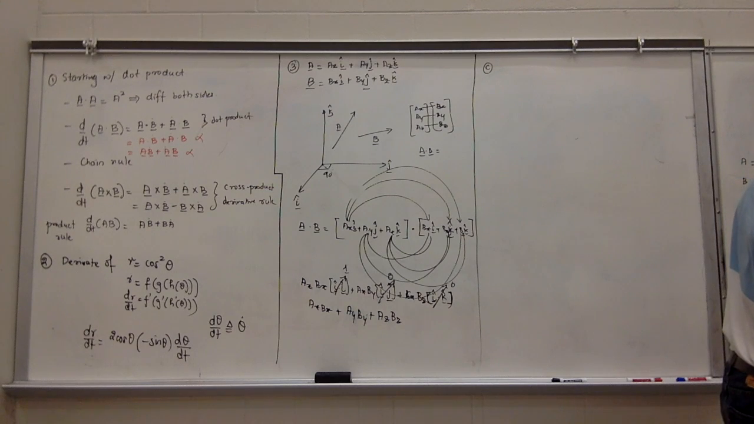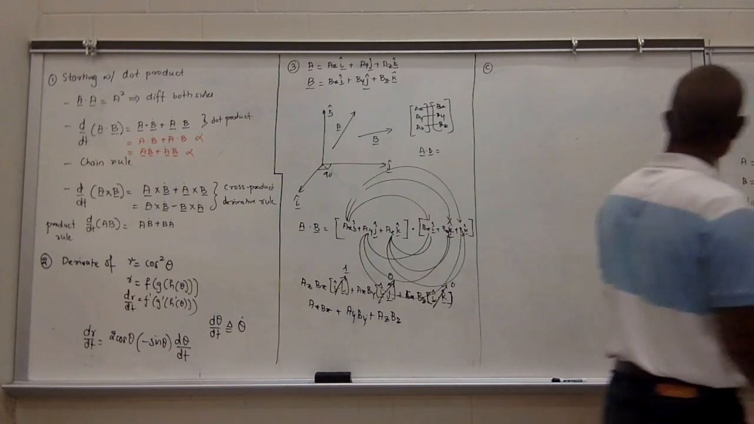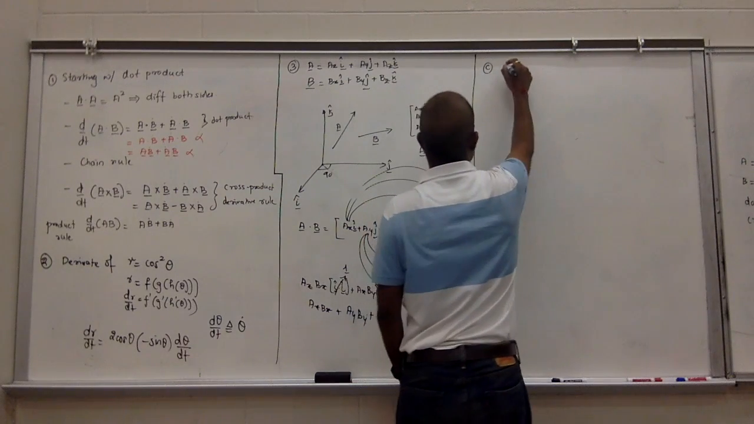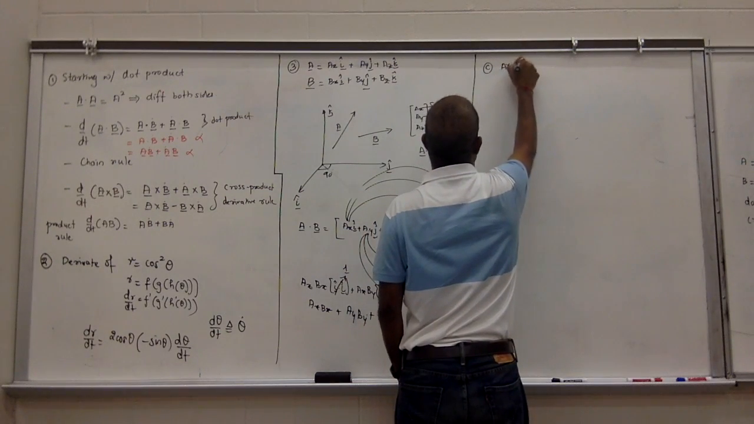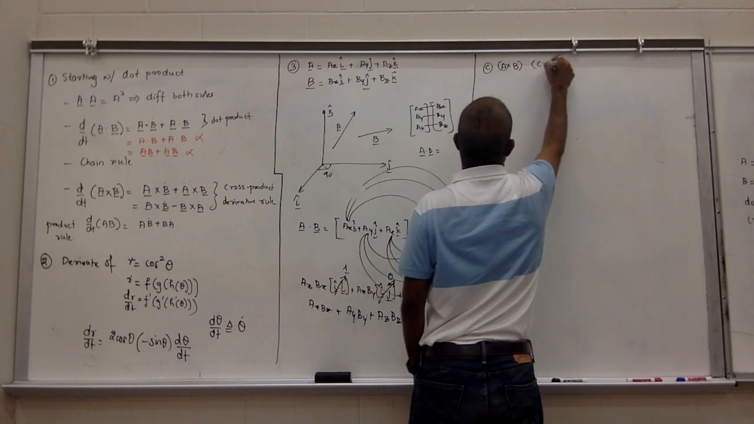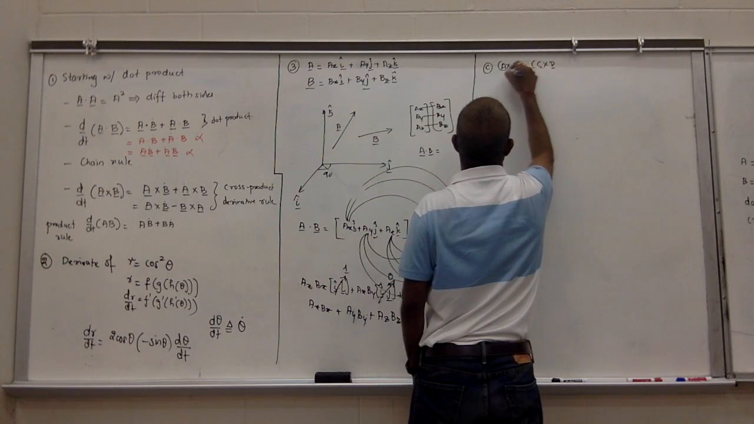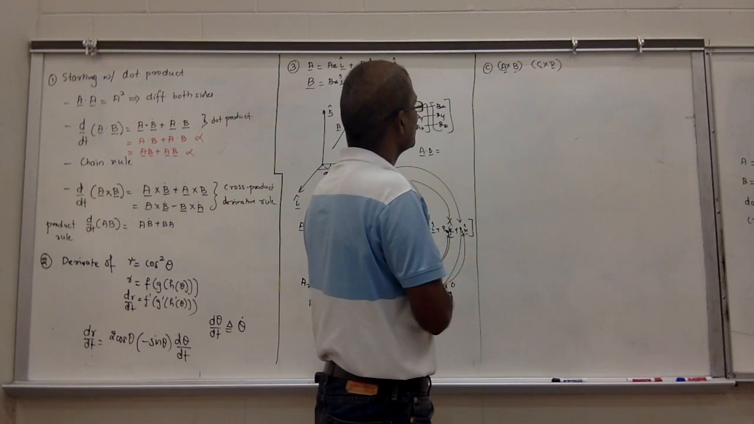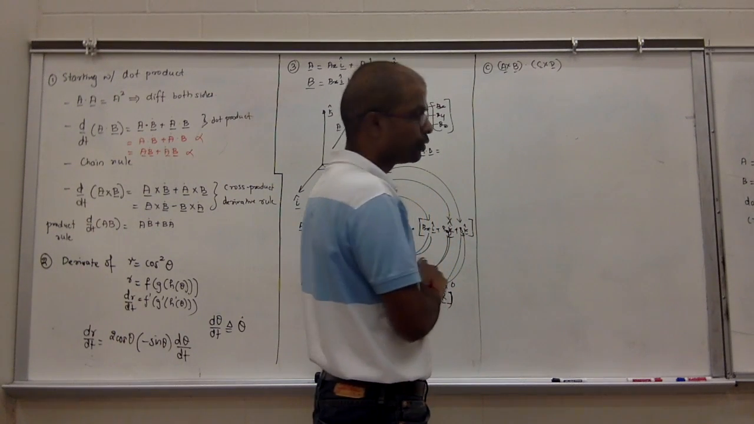Computers are very stupid. So for the second one, part C, what you need to do is, you have A cross B dotted with C cross D, right? What do you do with this?